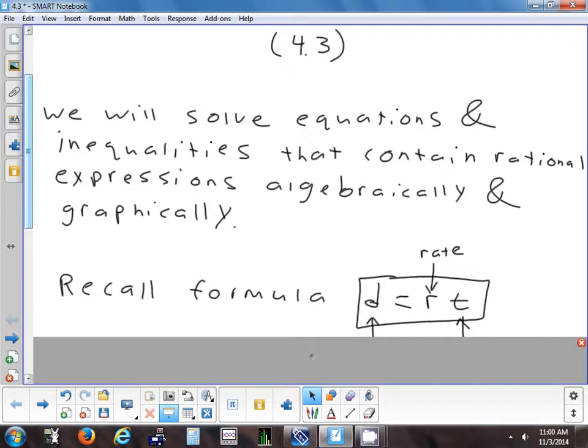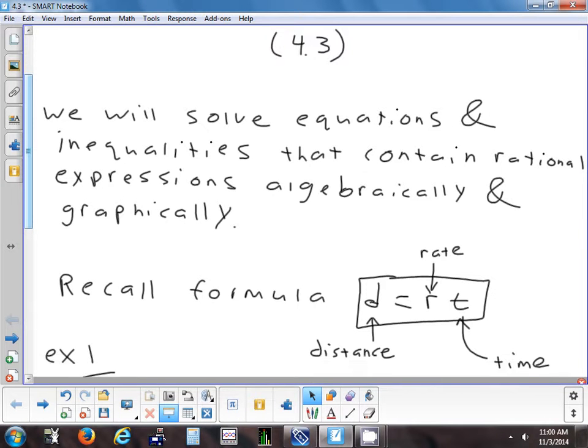Our first problem is going to focus on a distance, rate, and time problem. So we're going to need a formula that relates those three variables, and this is the formula. Distance equals rate times time. How many people have seen that formula already? D equals RT. Okay, so some people.